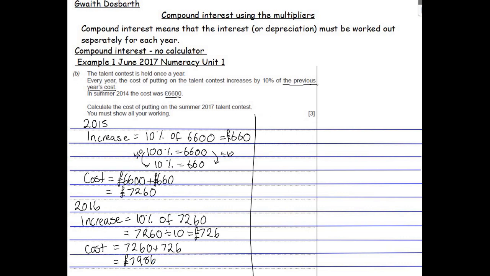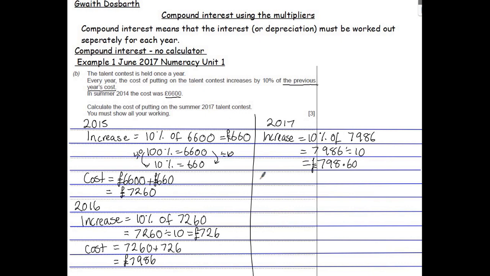Okay, if I split this in half a moment then, so you'd go underneath, but I haven't got enough space to do that. In the summer of 2017, again we need to find the increase first by finding 10% of the amount it was the previous year, and in 2016 the cost of the talent show was 7,986. So we do that by finding 10% of the number. How do you find 10% of a number? You divide by 10, which is going to give you £798.60.